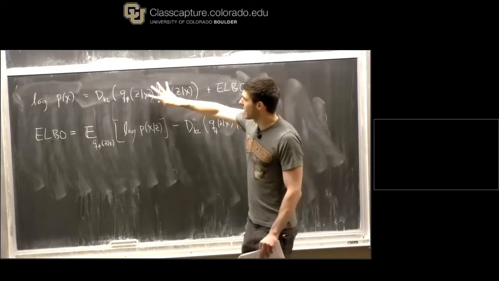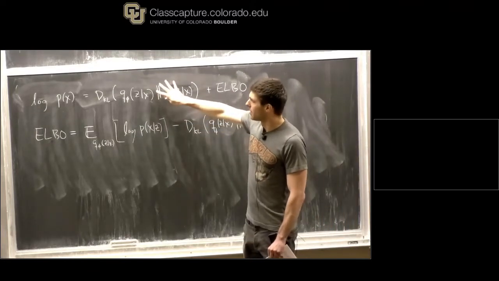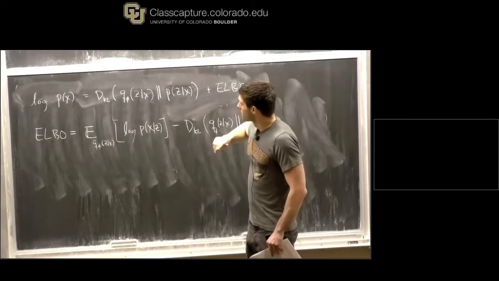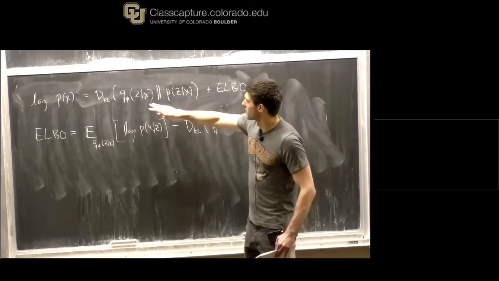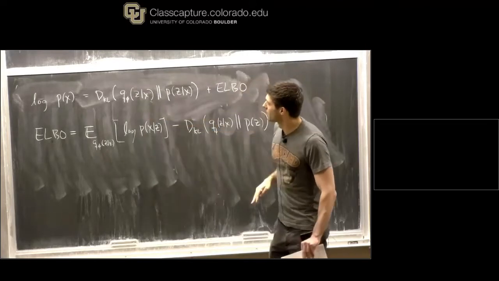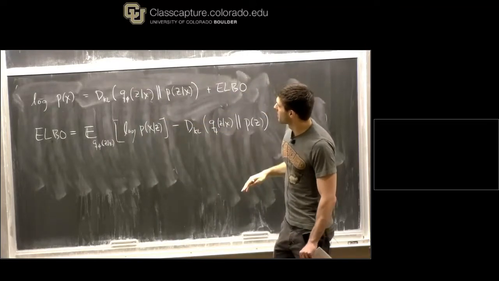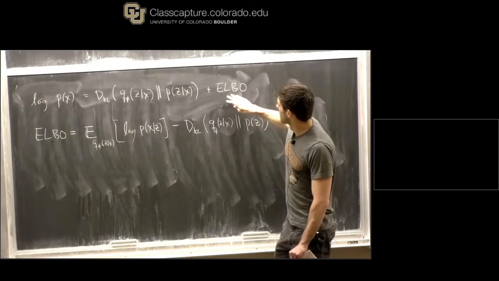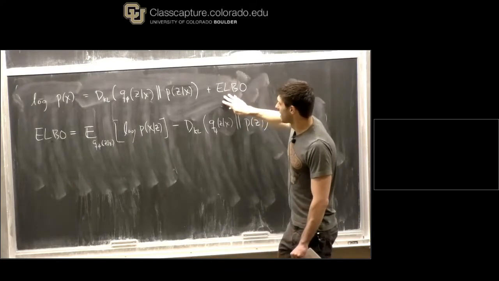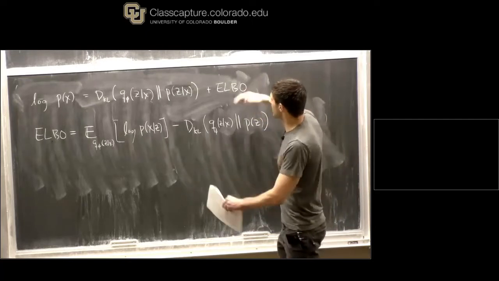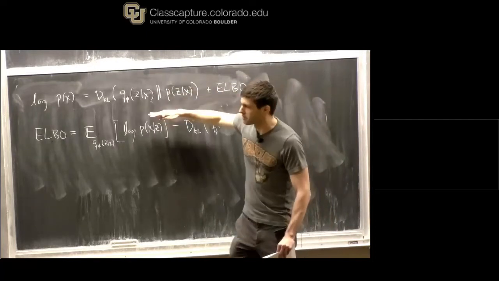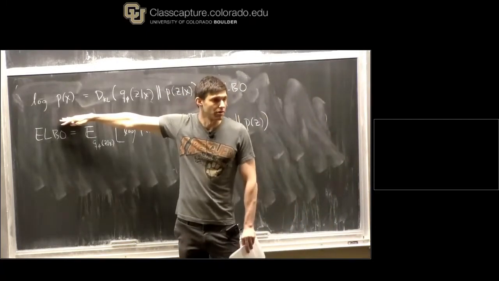So we can't actually access this, but we know it's non-negative. And we also want it to be as small as possible, because we want our Q to match the P. One way that we can make that happen is by making the ELBO as large as possible. Because this is just an identity, as the ELBO goes up, this goes down, because this is just a number that we don't know.